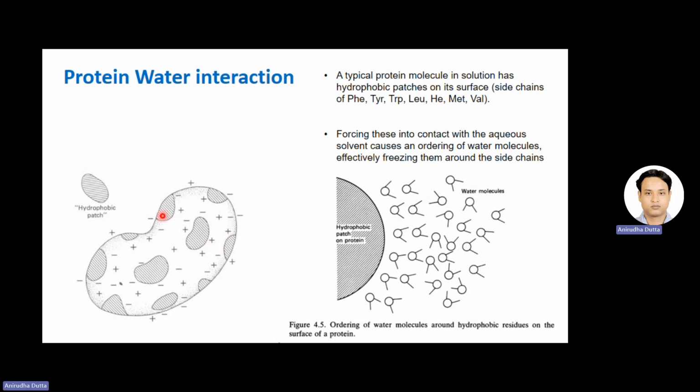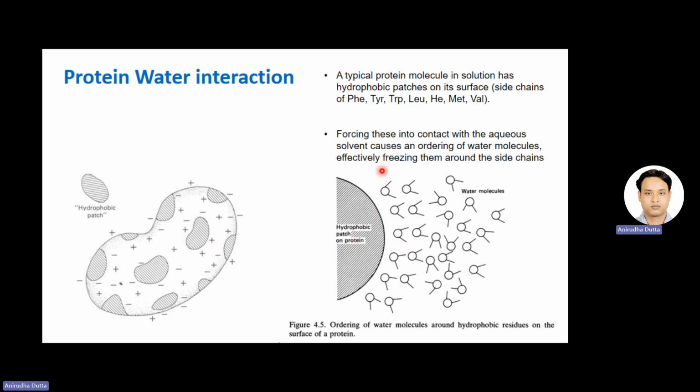So what happens to the water around the protein? When a molecule is soluble, all the water molecules interact with the molecule of our interest and make it soluble in the water. If there is a hydrophobic patch, then the water there, because hydrophobic residues have a phobia for water, similarly water also has a phobia for those hydrophobic residues.